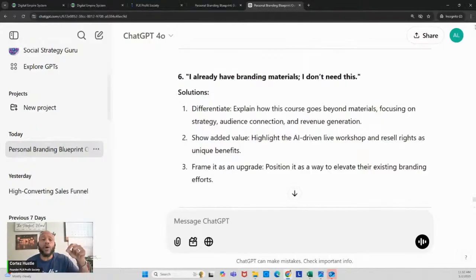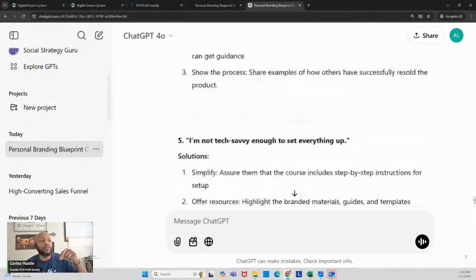See, every one of these things that ChatGPT gave me as a reason that people would not buy is actually a headline and an opening statement to a TikTok or a reel or a video or a training. Does that make sense? All right, let's get back to our regularly scheduled programming right here.